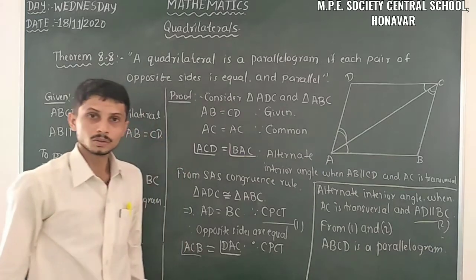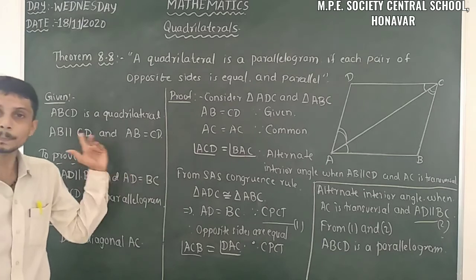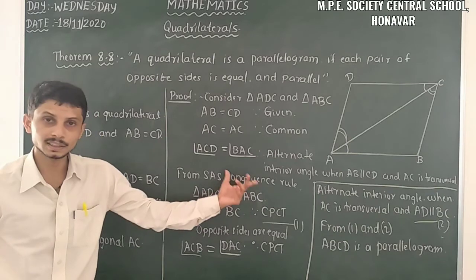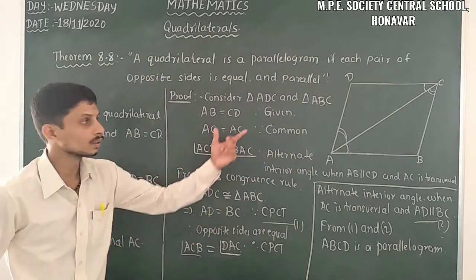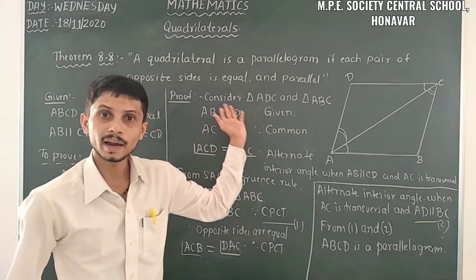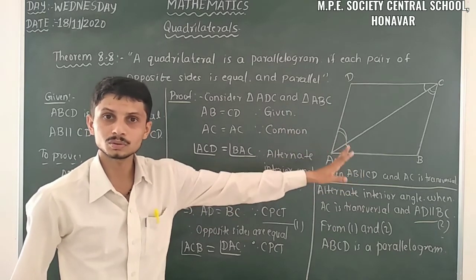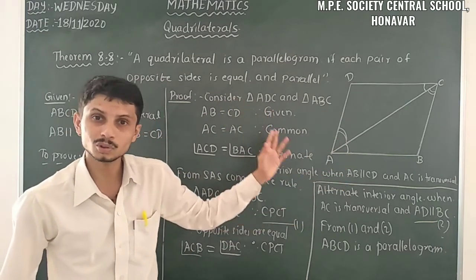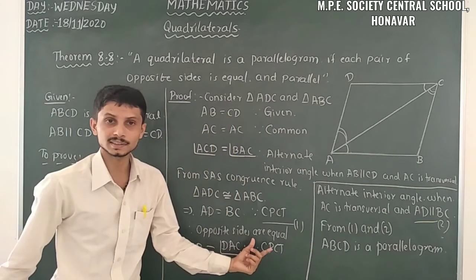Before that, when we have to prove that only one pair of opposite sides is equal and parallel, from the SAS congruence rule, we get that the two triangles formed when we construct a diagonal are congruent. We want those two sides AD and BC, which are corresponding parts of those two congruent triangles. So those two are equal, and then we get that the opposite sides are equal.